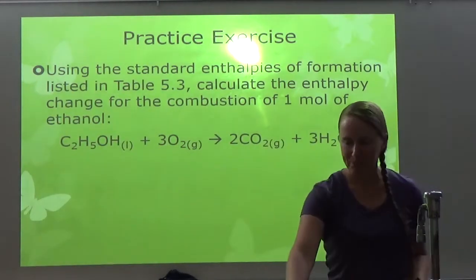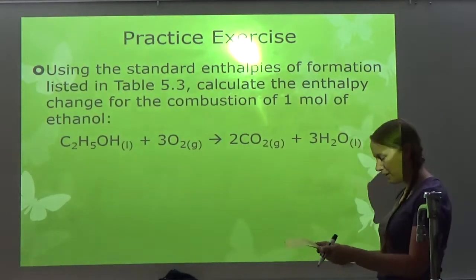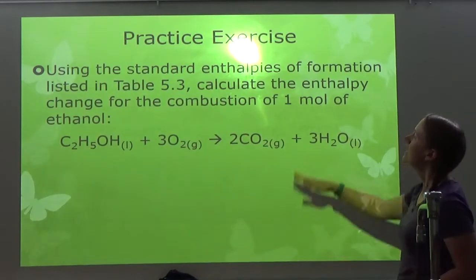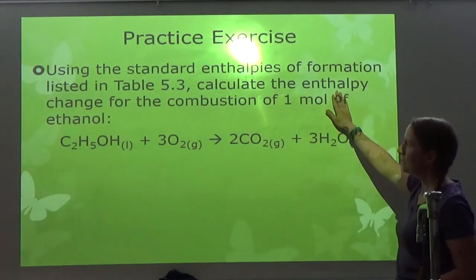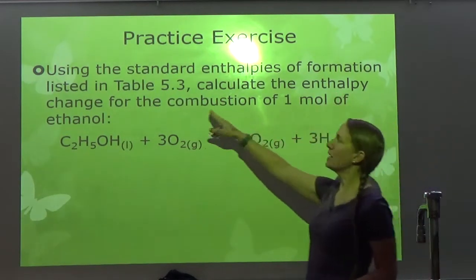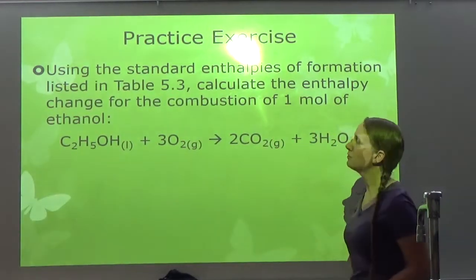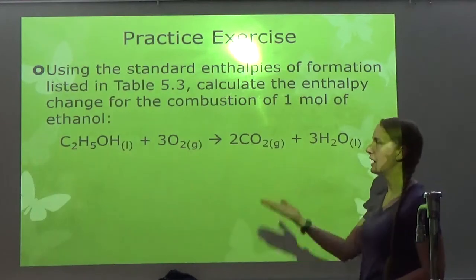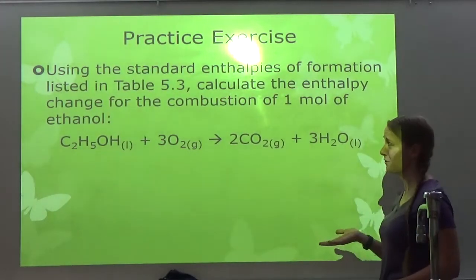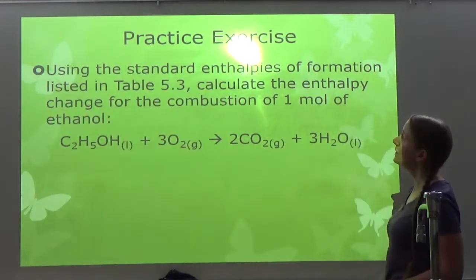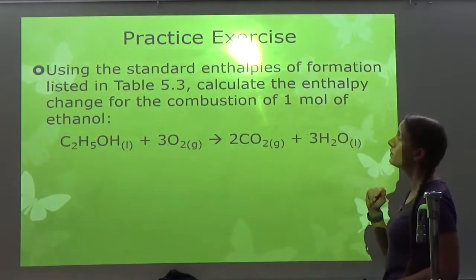All right, so moving on to hopefully something shorter. It says, use the standard enthalpies of formation listed in table 5.3. So it's table 5.3 in the book that I was using, but in your textbook it may be different, and we got a new edition since I made this PowerPoint. So it could not be table 5.3 anymore. Calculate the enthalpy change for the combustion of 1 mole of ethanol.